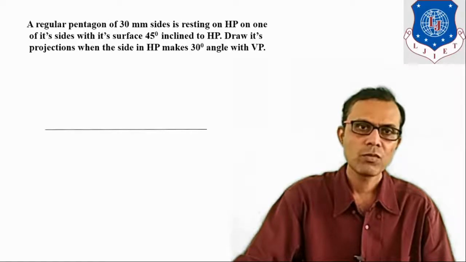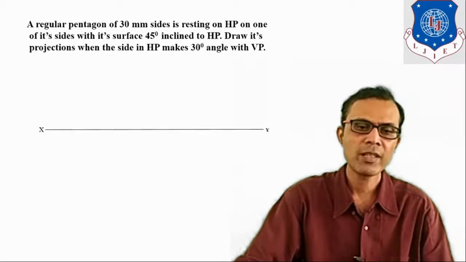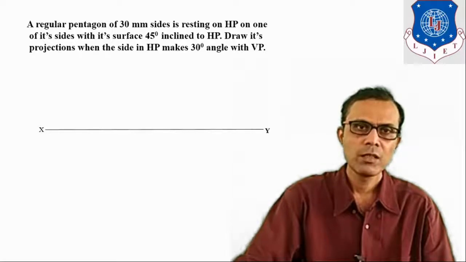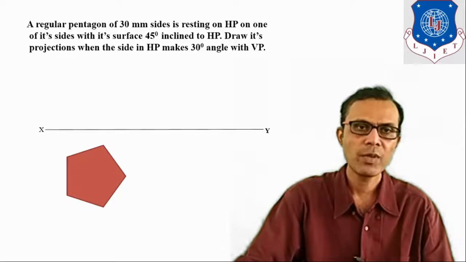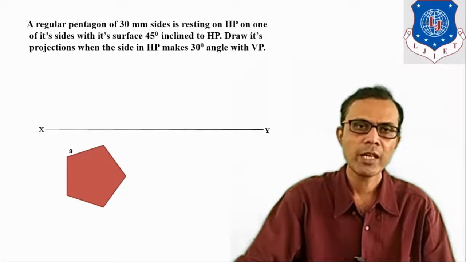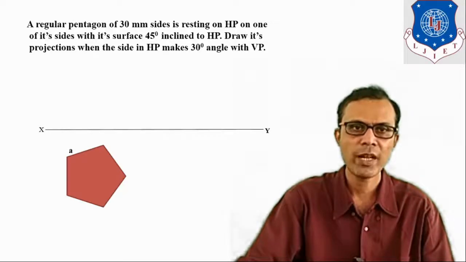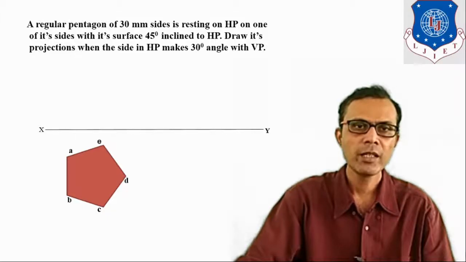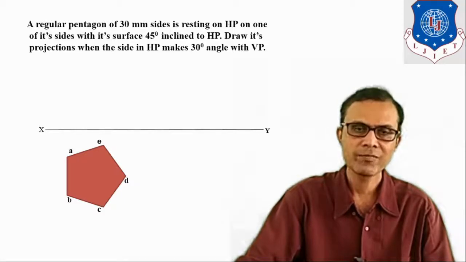So first of all, draw the reference line XY. We have to start from the true shape, and true shape is pentagon. Size of the pentagon is 30 mm. So we have to draw a pentagon of 30 mm size. Write down notation on the sides. So A, B, C, D and E. These are the corner points. So it is true shape of the pentagon in first stage.